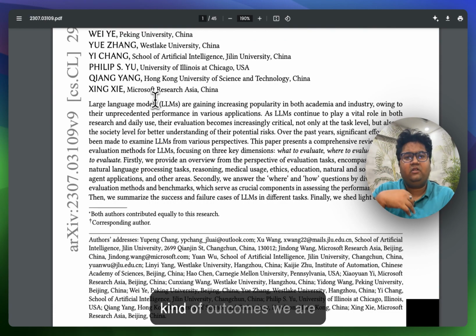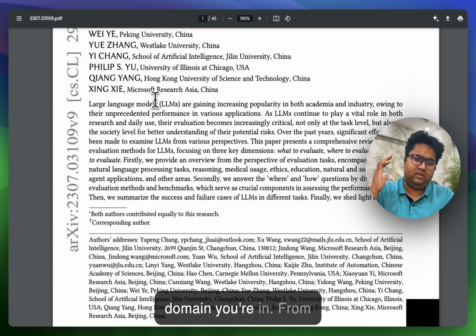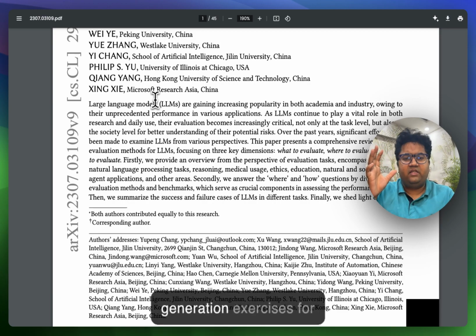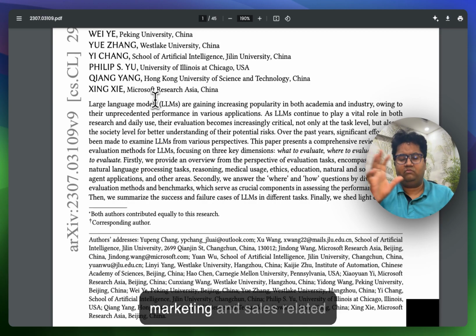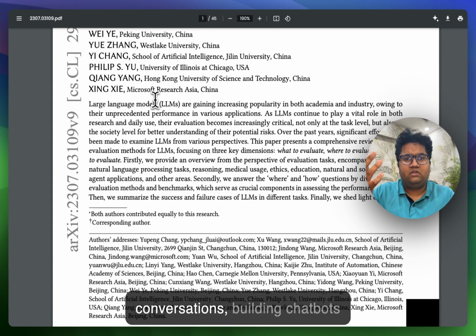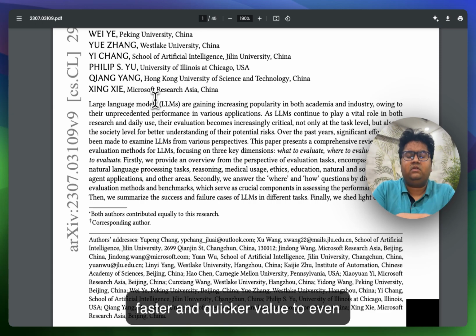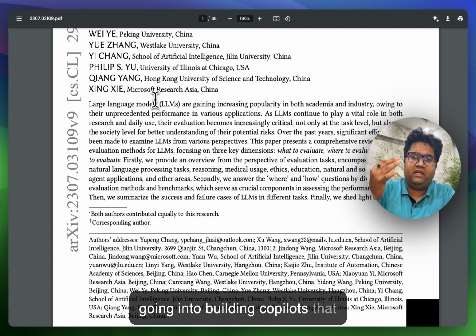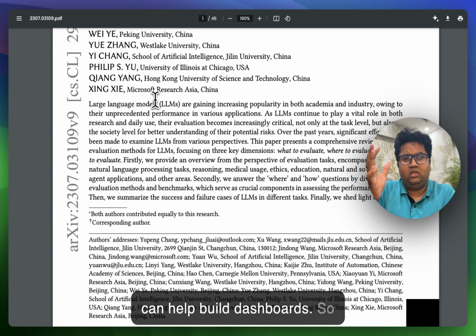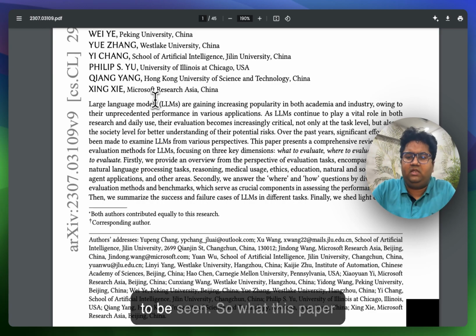industry, given the kind of outcomes we are achieving irrespective of the domain you're in. From generation exercises for marketing and sales related conversations, to driving conversations, building chatbots to help your customers get faster and quicker value, to even building co-pilots that can help build dashboards. So the limits are just nowhere to be seen.